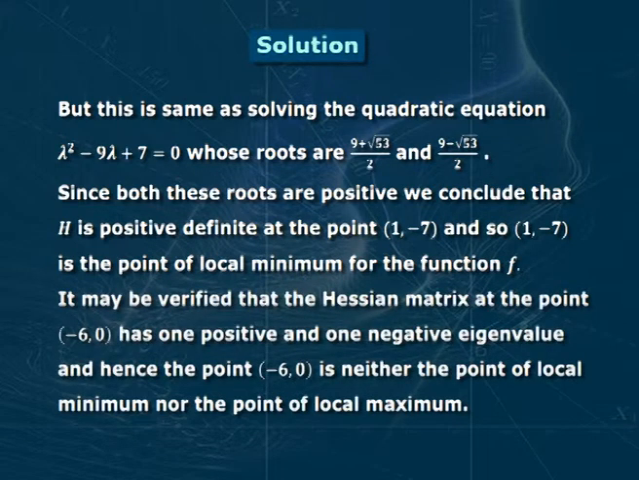It may be verified that the Hessian matrix at the point (-6, 0) has one positive and one negative eigenvalue, and hence the point (-6, 0) is neither the point of local minima nor the point of local maximum.